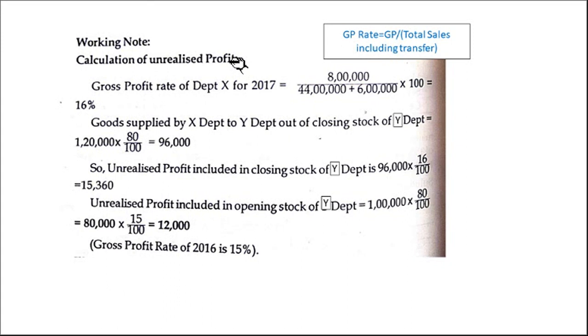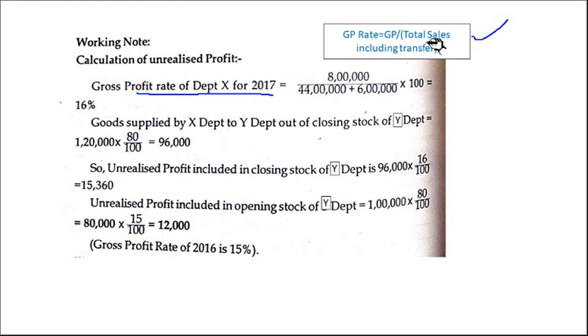Here, what we are supposed to do is find the gross profit rate of department X. We have to find out the gross profit rate for the current year because it is closing stock. So the gross profit rate of department X for 2017, this year. The formula is given: gross profit rate is equal to gross profit divided by total sales. Total sales includes the transfer also. Transfer is considered as sale.